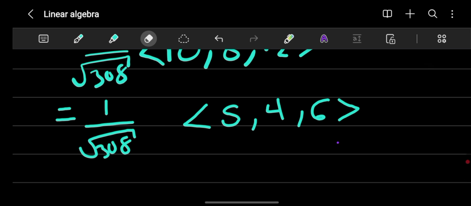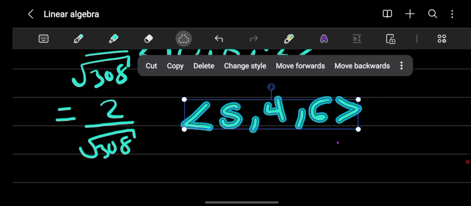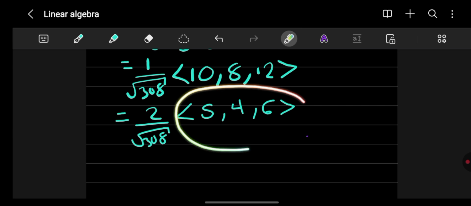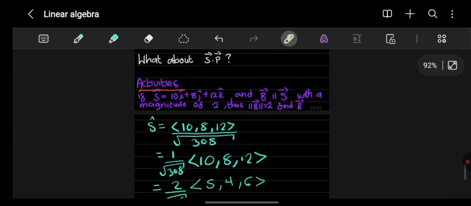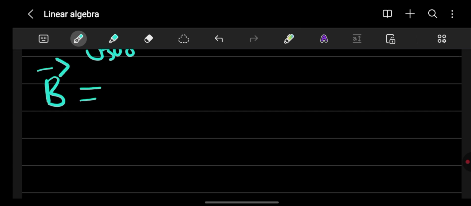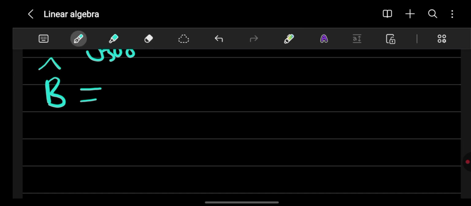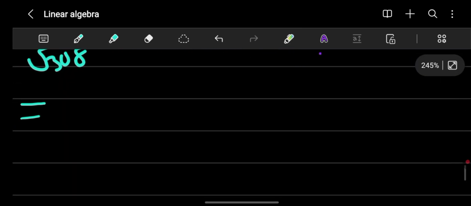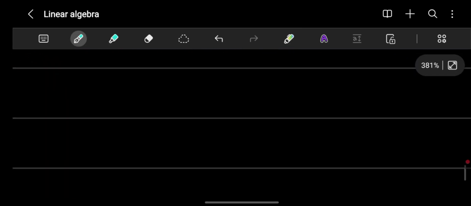Multiplying these two, I would have a 2 up on top, and I'm just going to move this 2 here. So that's my unit vector, basically the vector we're looking for in the direction of S. And because B is also parallel to S, B is this, but with a magnitude of 2. Actually, let me do the unit vector of B. Remember, the unit vector of B is also this, but with the magnitude of B.